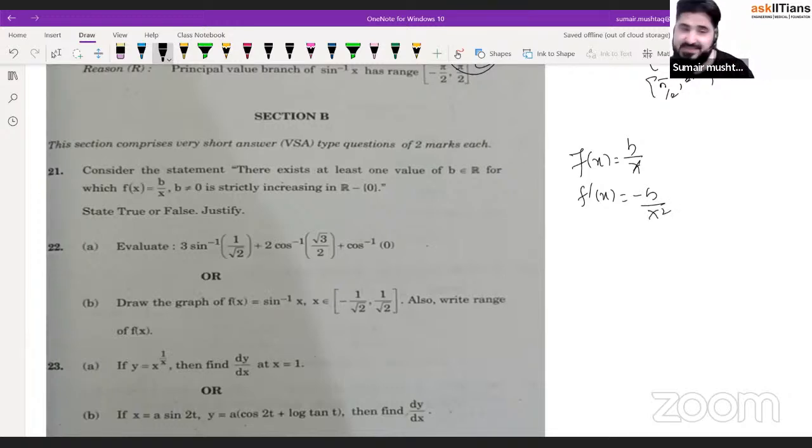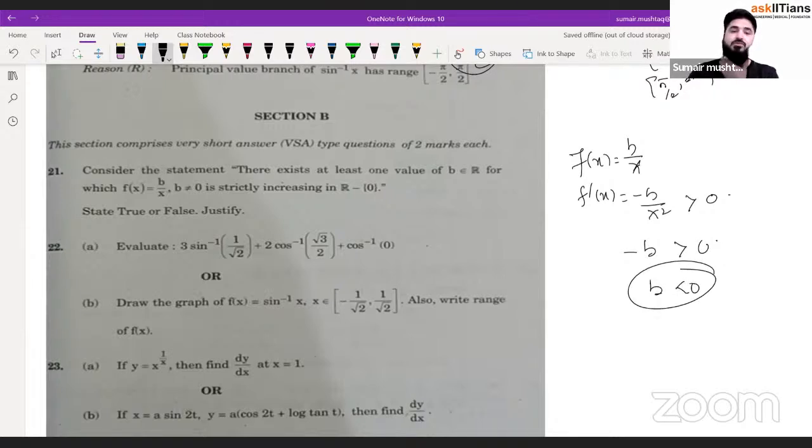Now it is saying strictly increasing. Strictly increasing says that f dash x should be greater than 0. That means minus b should be greater than 0. That means b should be negative. What does that mean? Since R is any real number, positive as well as negative, I got some values for b. So for b negative, this function is strictly increasing. So this is true, and this is the justification of this question.